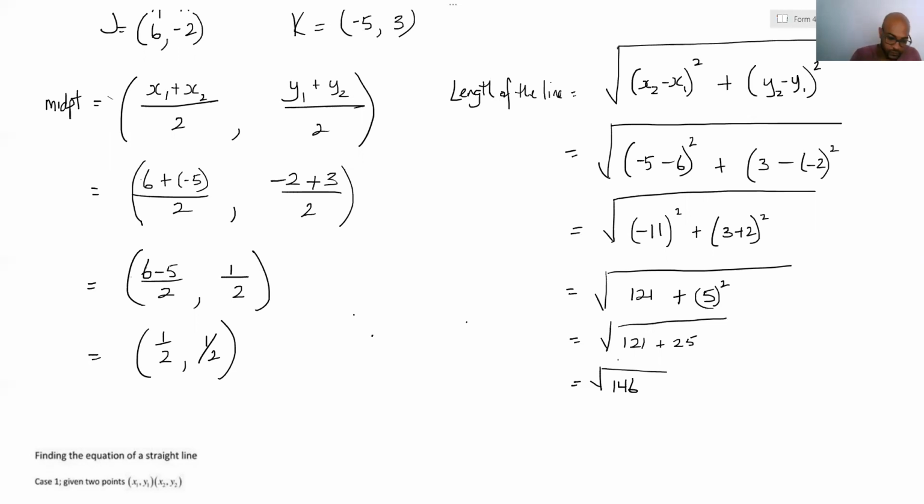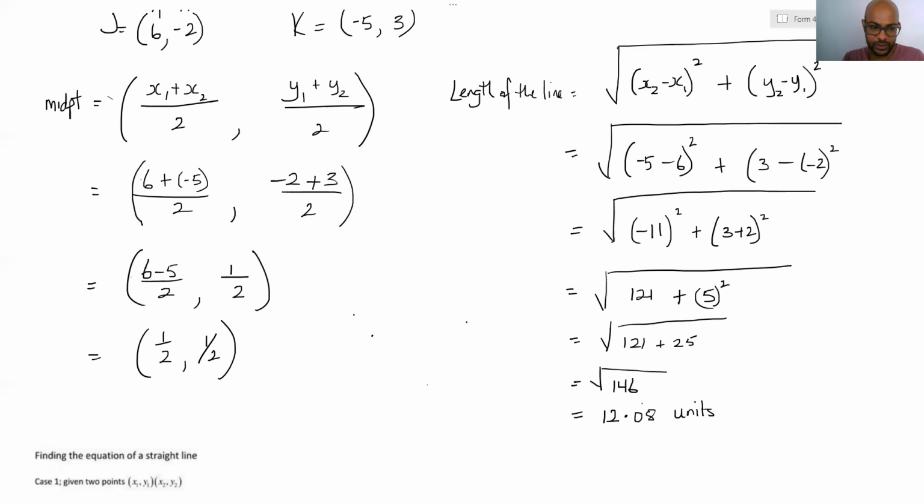Right, the square root of 146, you could write this to 2 decimal places, and the answer is always in units. 12.08 units. Units is the measurement that you're going to use here for coordinate geometry. Right, so that's our midpoint and our length of the line.